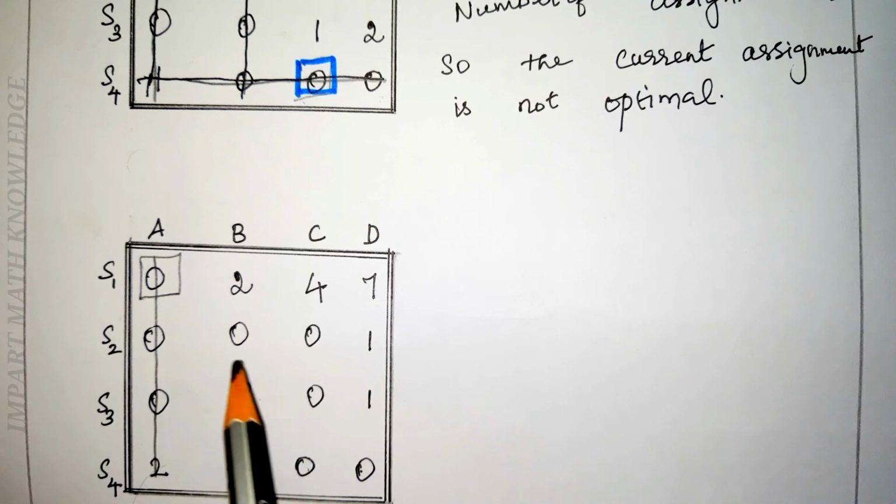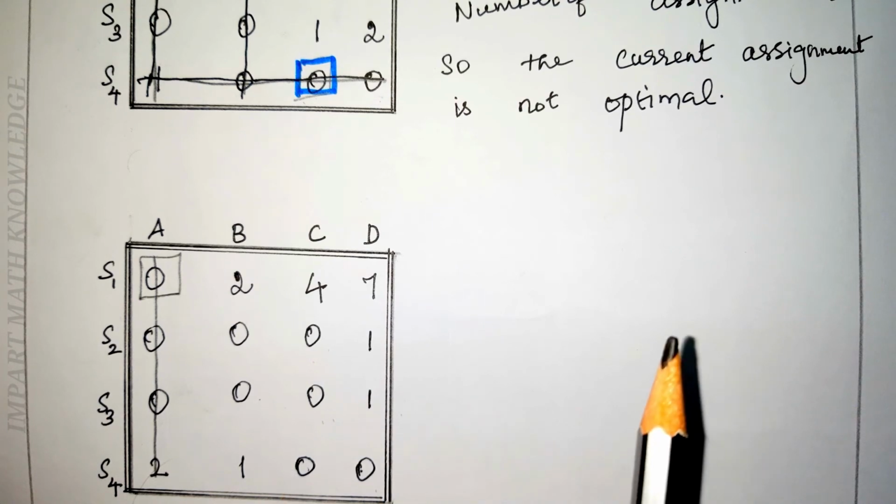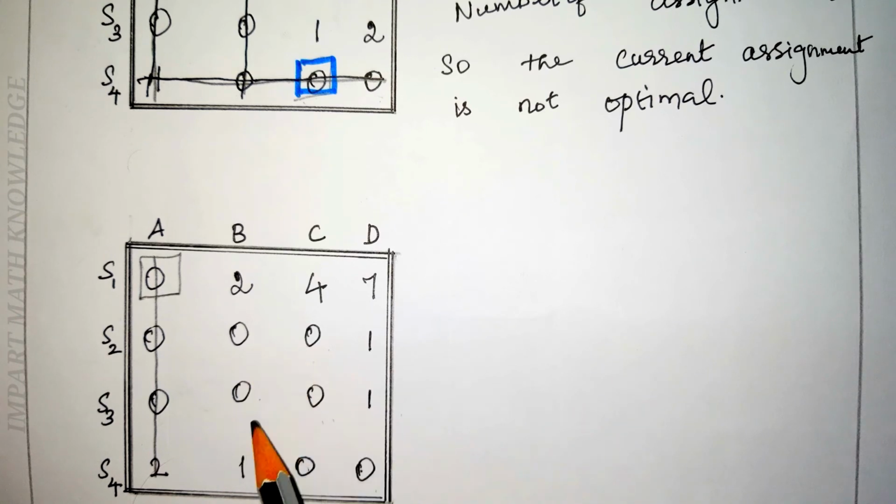In the second row you have two zeros, so leave it. Third row you have two zeros, so you leave it. And the fourth row you have two zeros, you leave it. After row scanning, you check all the zeros are covered with lines or not. Here these zeros are not covered with lines, so we have to go for column scanning.